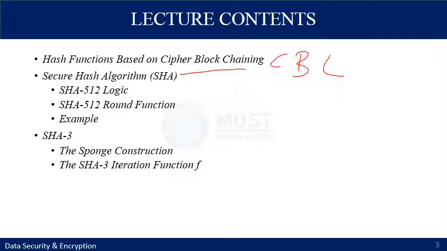The first one is the Secure Hash Algorithm, SHA, and there are different variations of SHA such as SHA-1 and SHA-2, which is referred to as SHA-512, and there will be some examples regarding that. And finally, the current version of SHA is SHA-3, which will also be discussed in this lecture, along with its implementation.